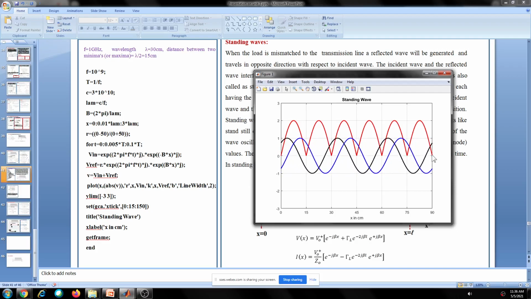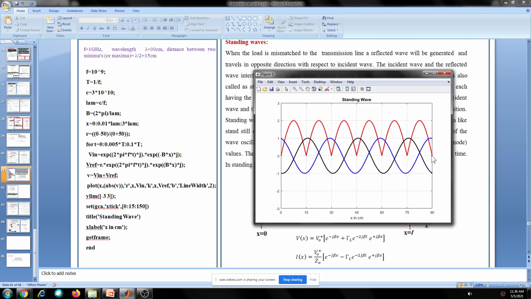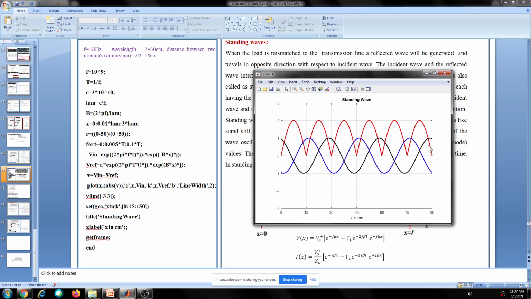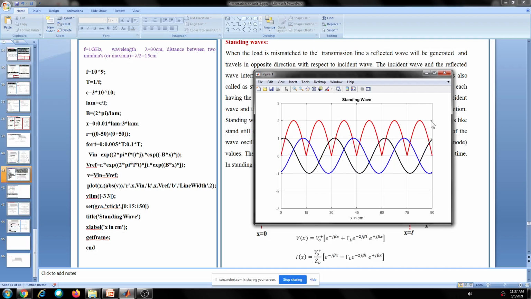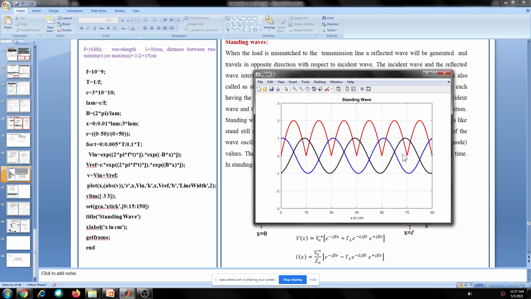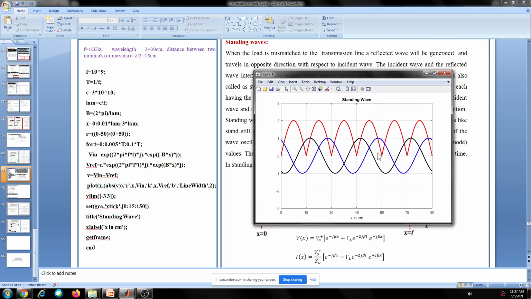As you move towards the source, if you measure the voltage here, you will get a minima. If the load is zero, short circuited, you will automatically get zero, because it is a short circuit. As you move like this, the voltage amplitude increases. Voltage is zero here, and it becomes maximum here. As you move further, the voltage decreases again and reaches a minimum value. Again the same pattern will repeat.